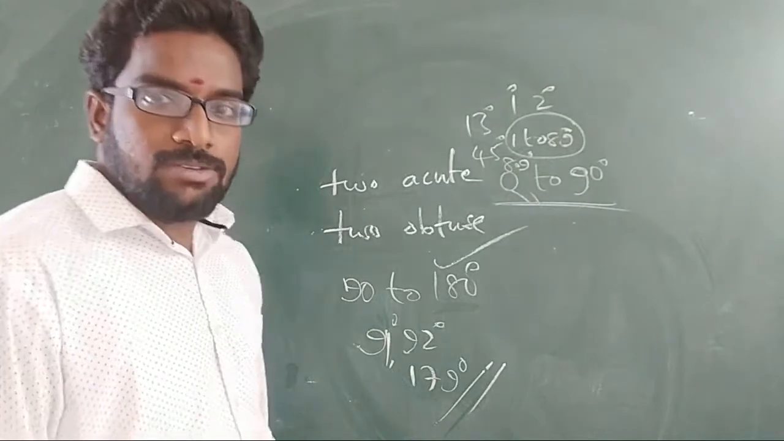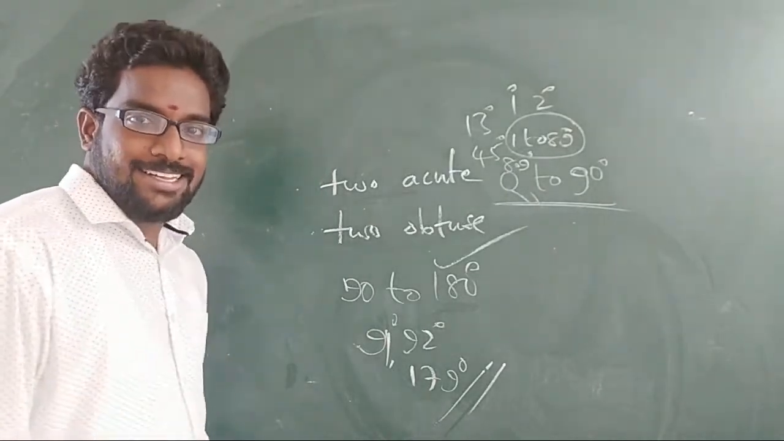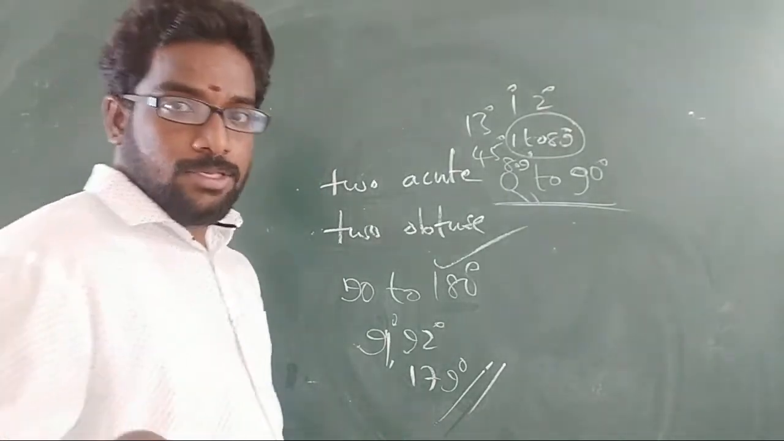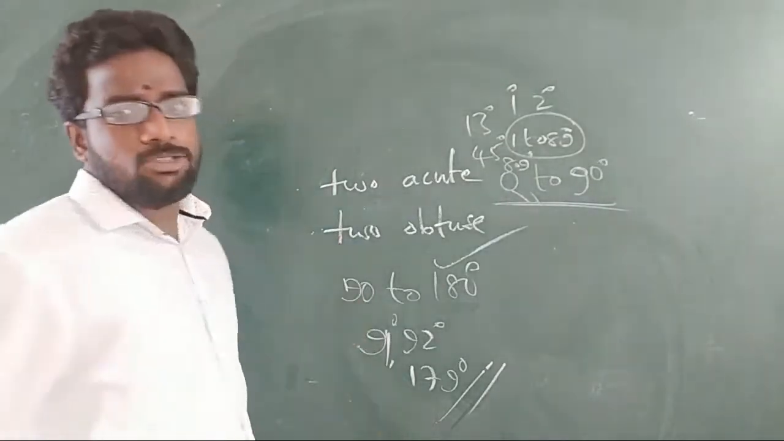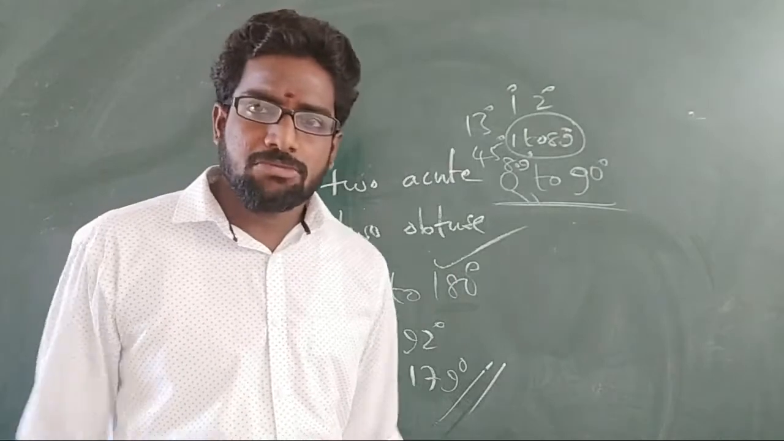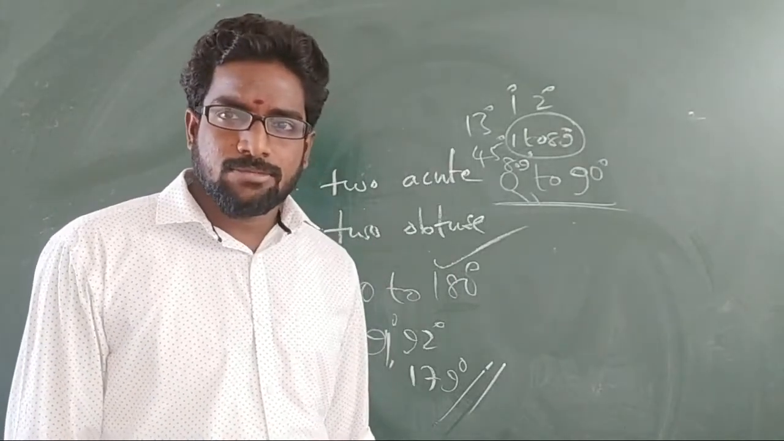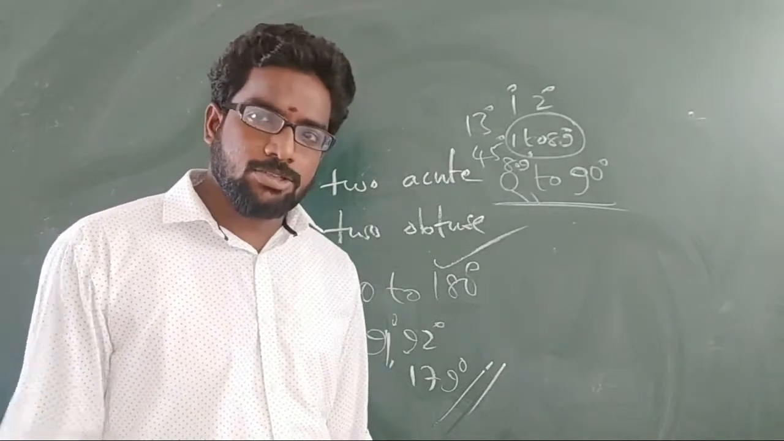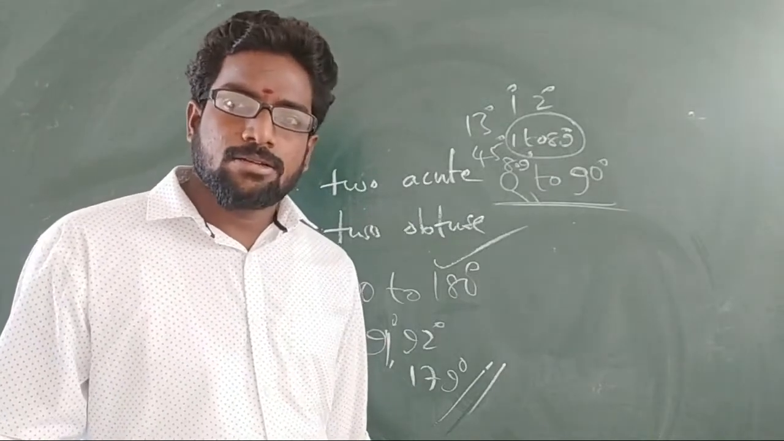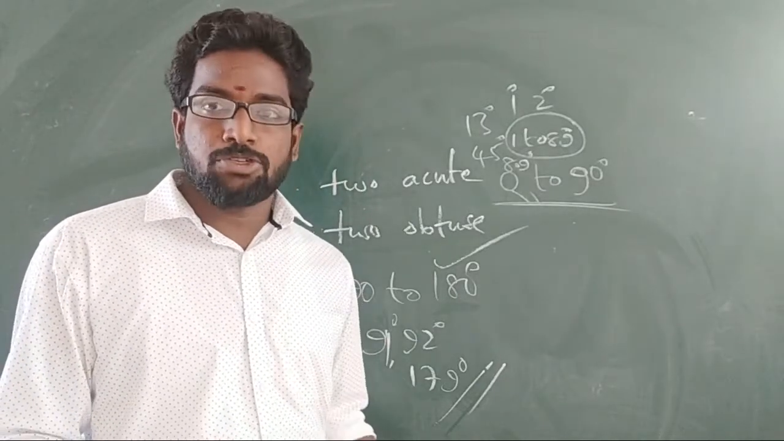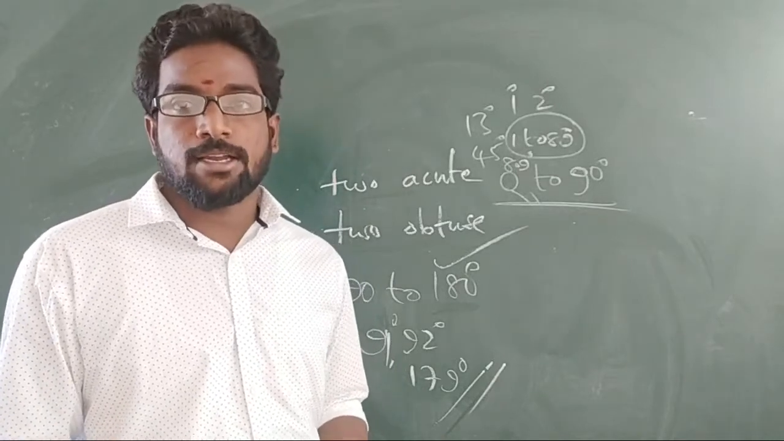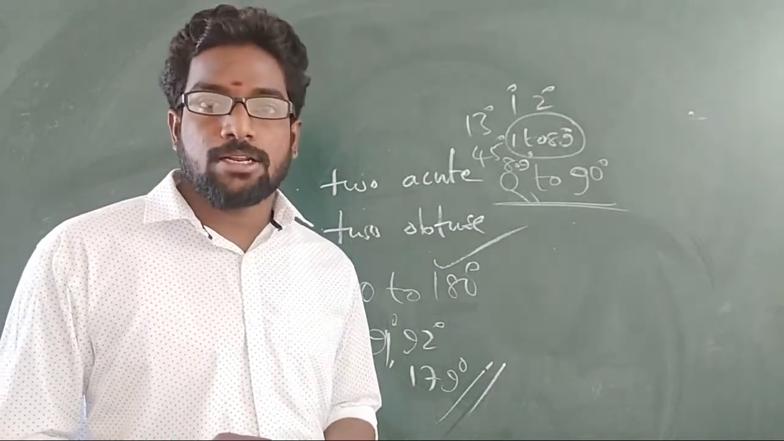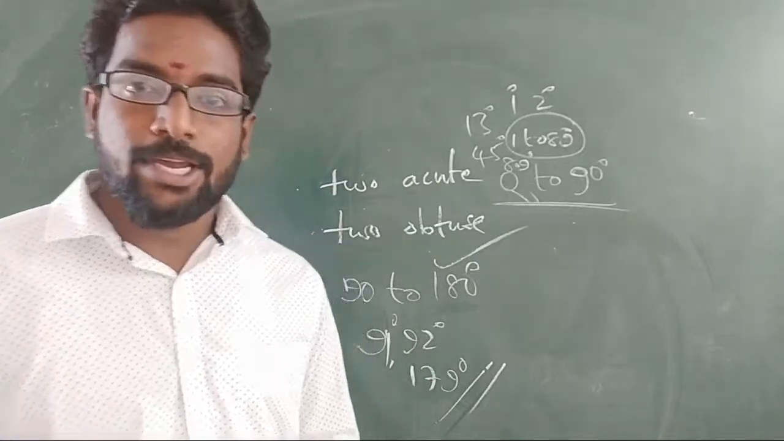Next, KV Srinivas. What is that? Sorry, I don't know your name. Here I am seeing KV Srinivas only. Obtuse angles you know, 90 to 180. You can take any angle. 91 degree, this is an obtuse angle. 170 degrees, this is also an obtuse angle. 100 degrees is also an obtuse angle. Okay? Clear, sir? Okay.